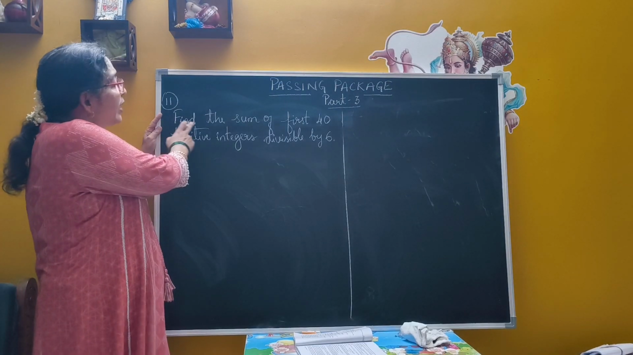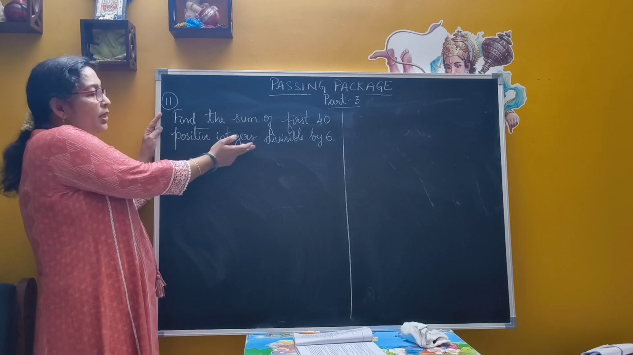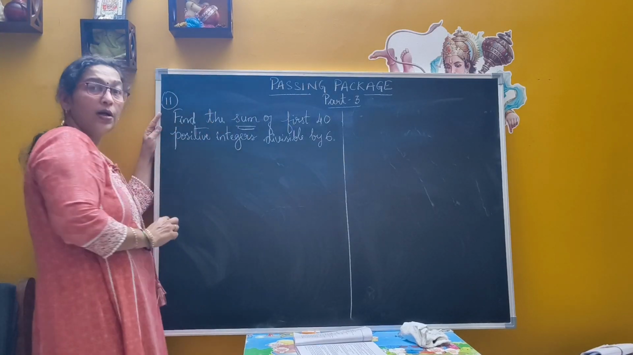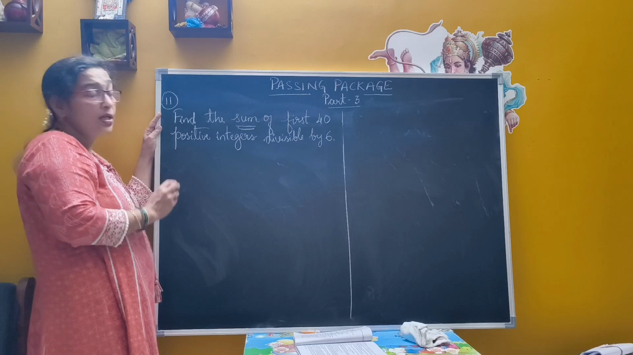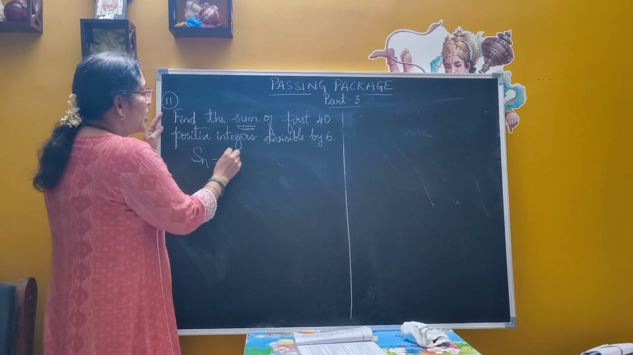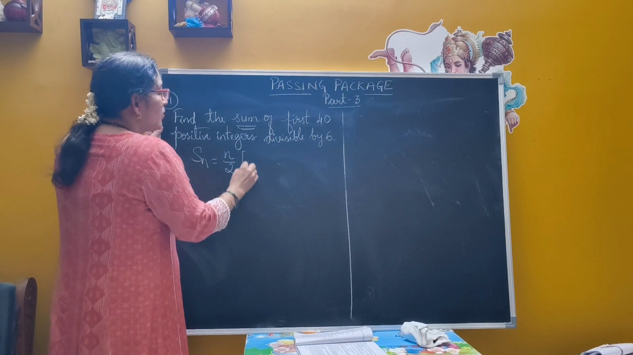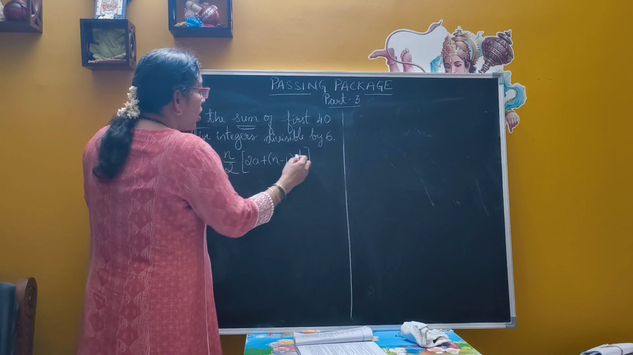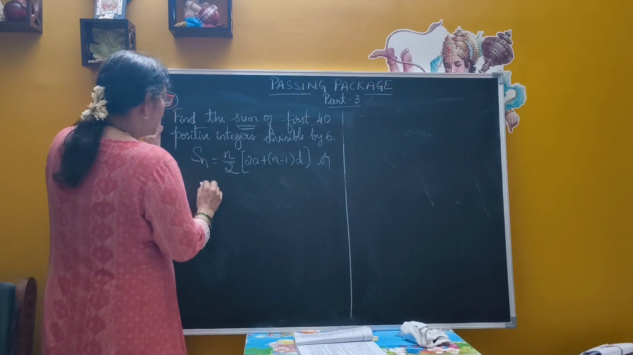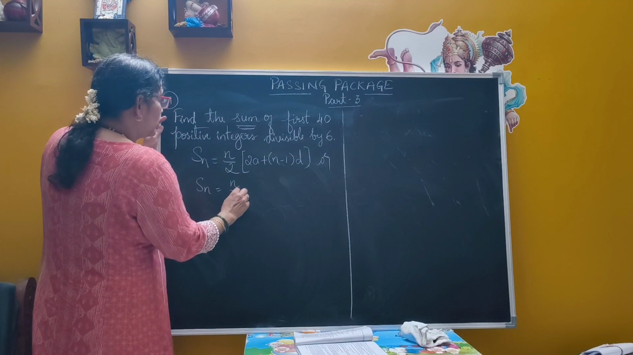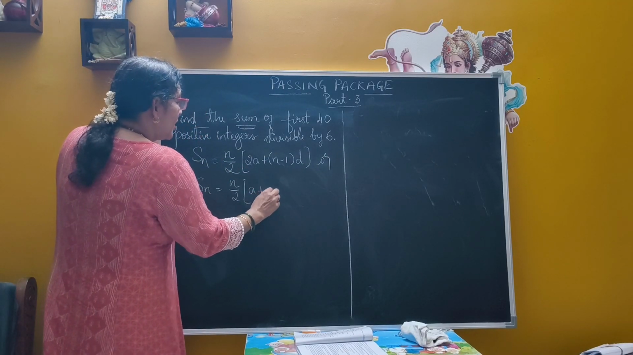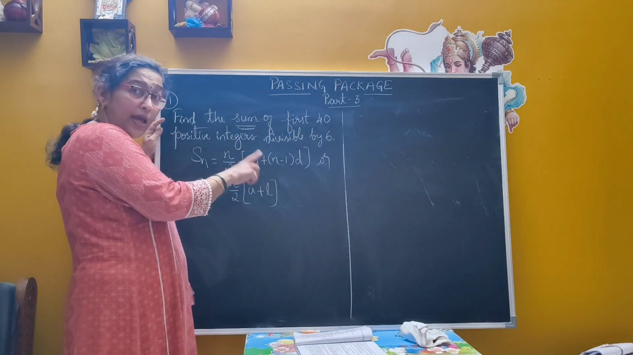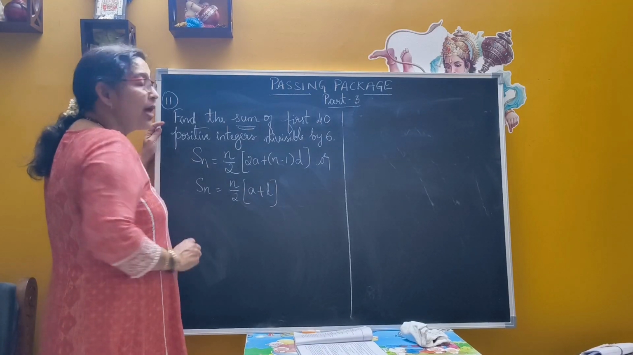The next question is: find the sum of the first 40 positive integers divisible by 6. So what is the formula? S_n is equal to n by 2 into (2a plus (n minus 1) into d), or another formula is S_n equal to n by 2 into (a plus l). What is l? It is a_n, so a plus the last term.